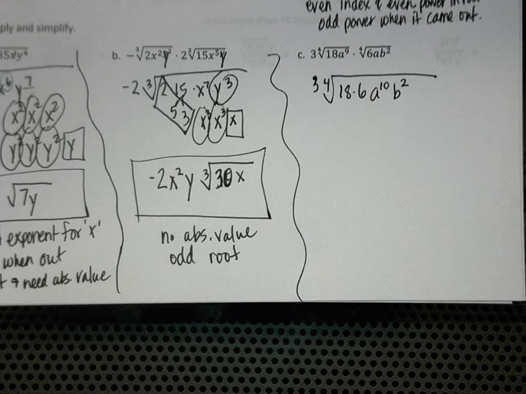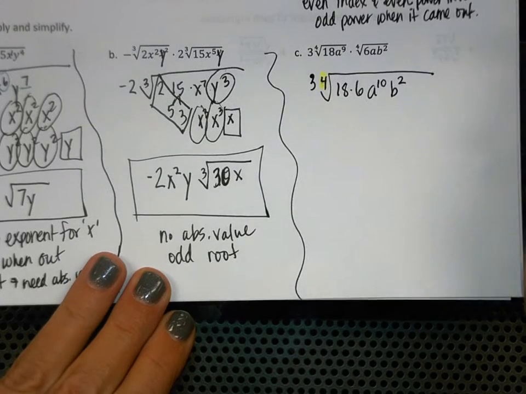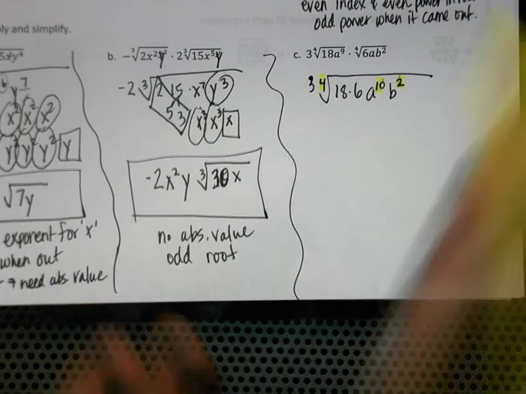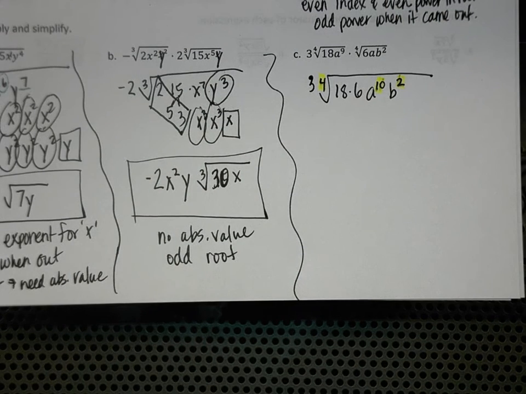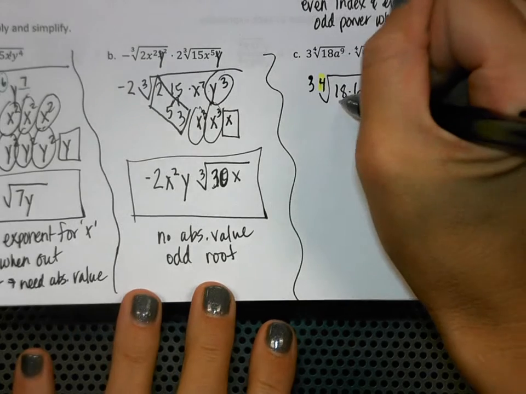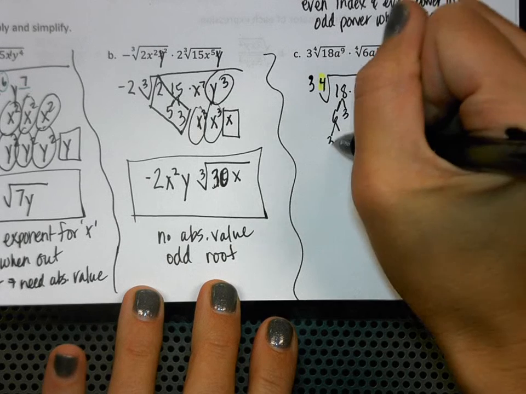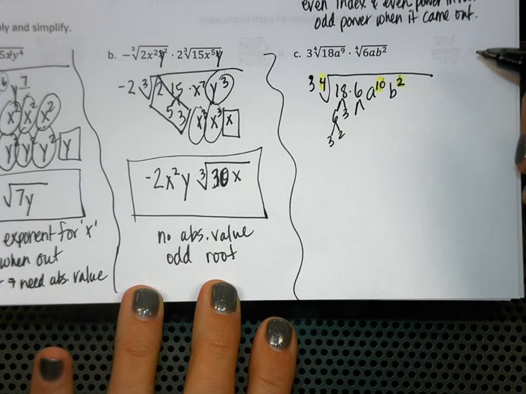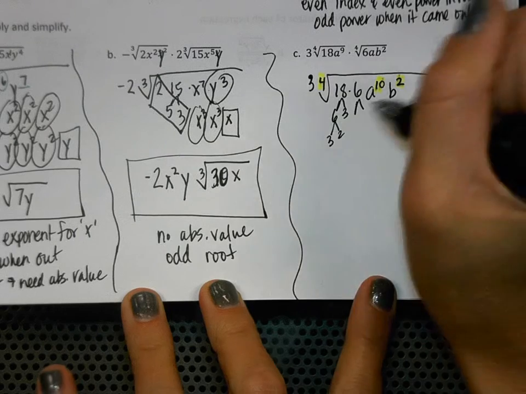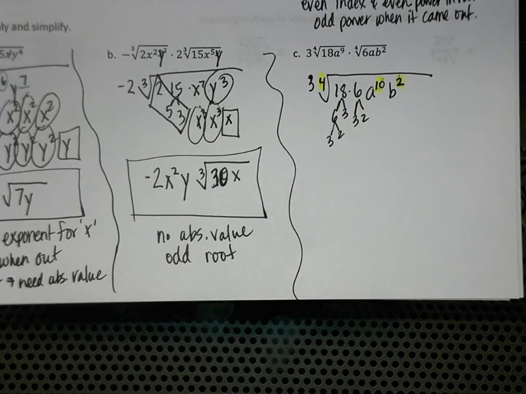Okay, so this is an even root. Okay, so we have an even root or an even index, and this is an even exponent, and this is an even exponent. So since they're all even, there is a chance that I might need absolute value bars. Okay, so breaking down, 18 breaks down to what? 6 and 3. And then 6 would break down to 3 and 2. And then over here, this 6 is going to break down to 3 and 2. Is there 4 of anything? No. Okay? And so all of that's going to end up staying.